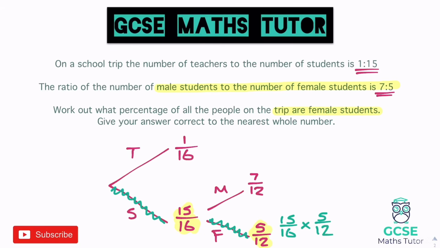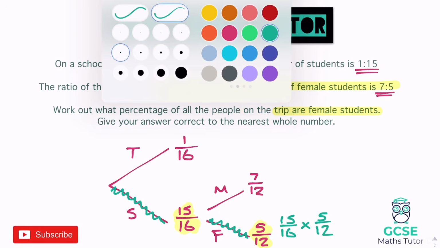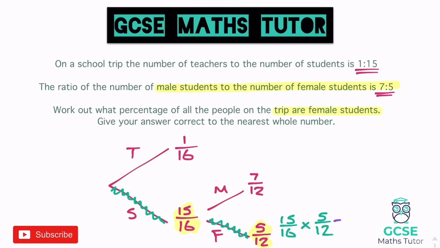Right, there we go. Now this is a calculator question. There's a bit of a hint in the language there. It says give your answer correct to the nearest whole number, so it's going to be a decimal when we get our final percentage. But if we just work these out, we've got 5 times 15 on the top, which is 75. And on the bottom we have 16 times 12, which is 192. So we're almost done. We've got that now as a fraction. If it said what fraction of people on the trip are female students, well, 75 out of 192.